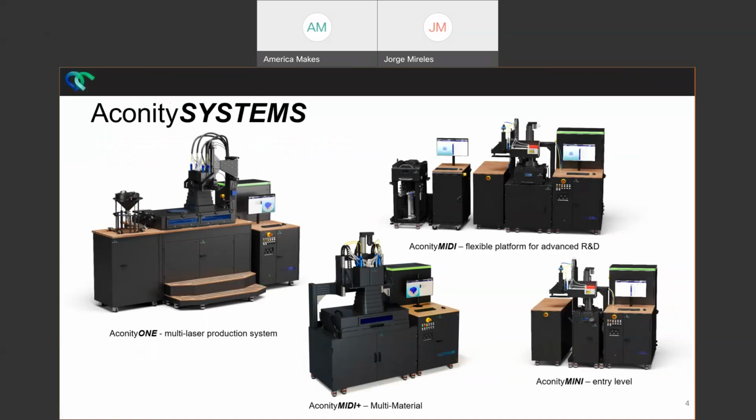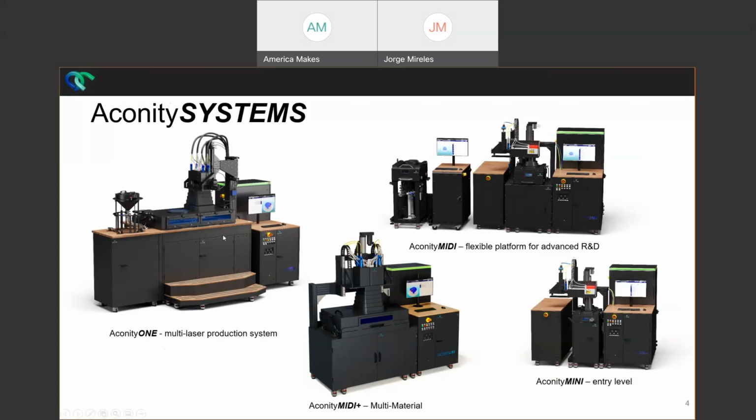And so as you can tell by these illustrations, our systems look very much different than a typical system that you see out in the wild, right? Say an EOS, SLM Solutions, Concept Laser, or whatnot, where the design is typically a box system, right? Here you see our systems are not in a box, right, which is intentional.